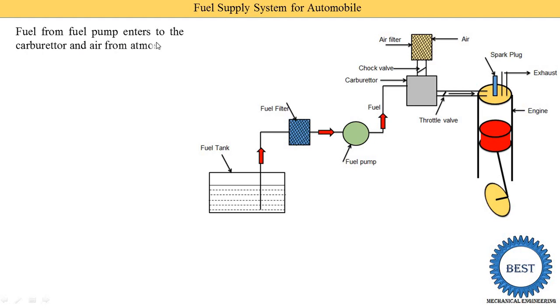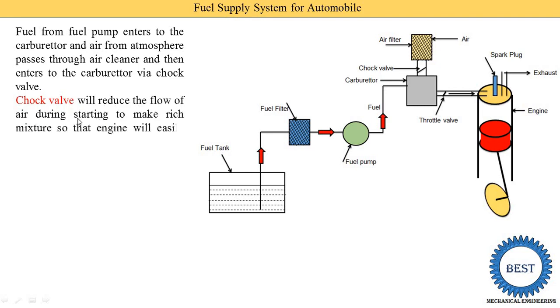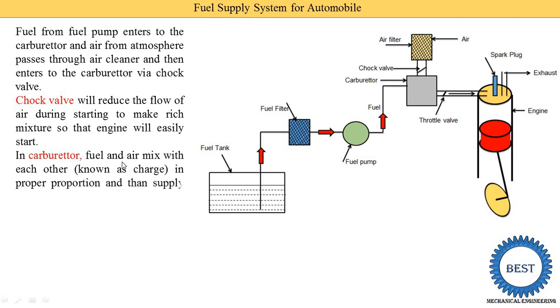Fuel from the fuel tank is supplied first to the fuel pump, and after that the fuel is supplied to the carburetor. Air from the atmosphere passes through the air cleaner or air filter and then enters the carburetor via the choke valve. The choke valve regulates the amount of air supplied to the carburetor. The choke valve reduces the flow of air during starting to make a rich mixture so that the engine will easily start.